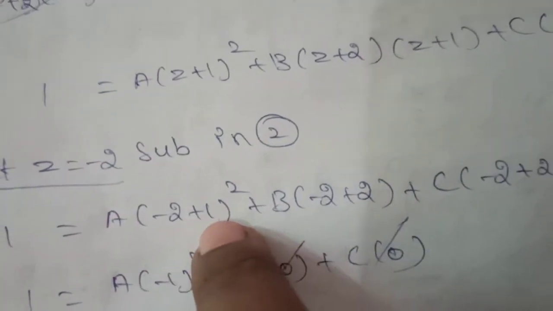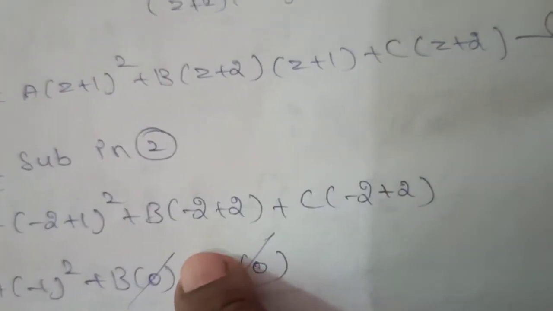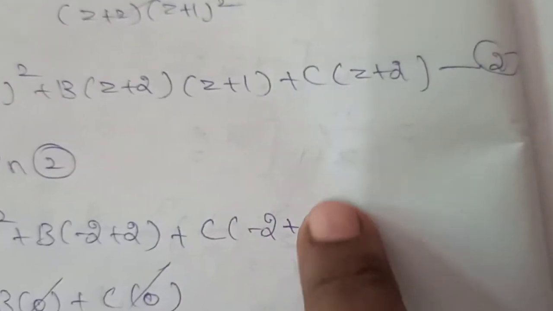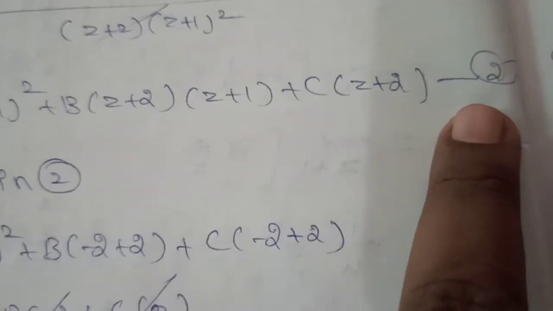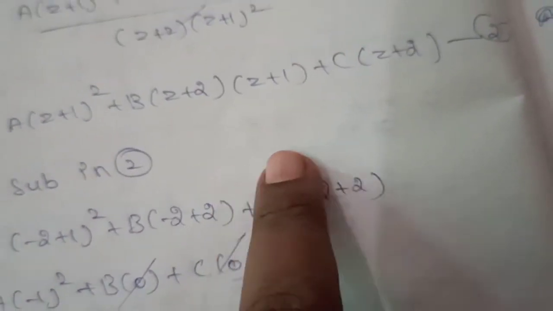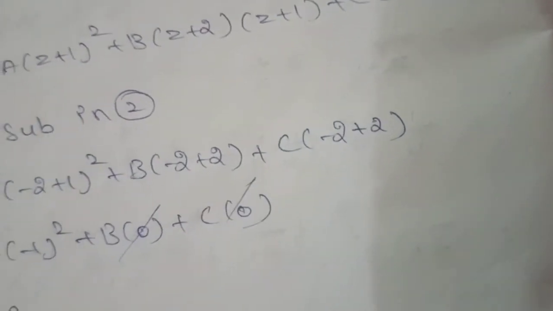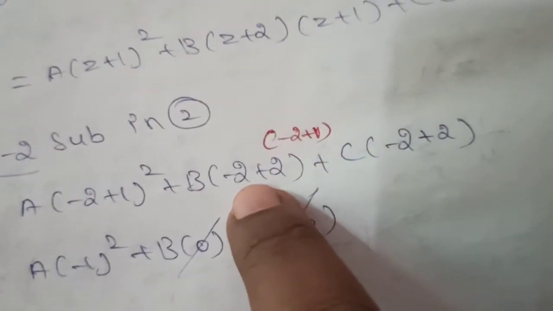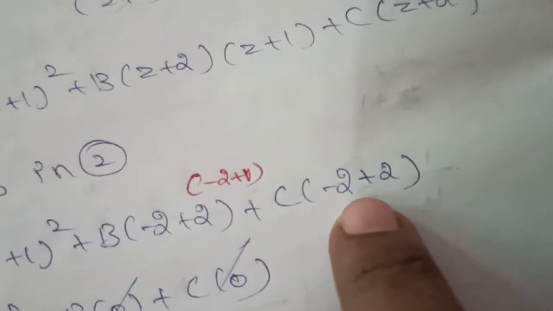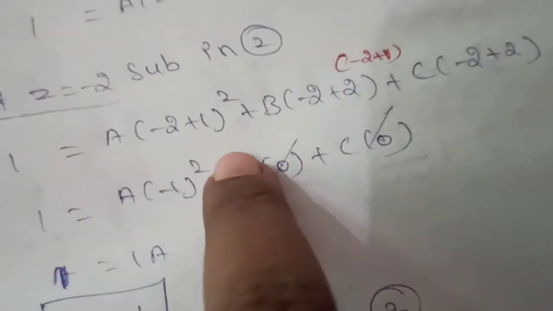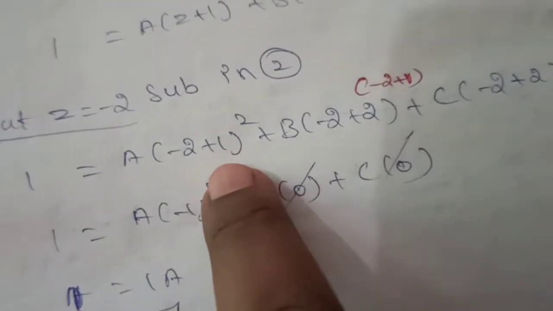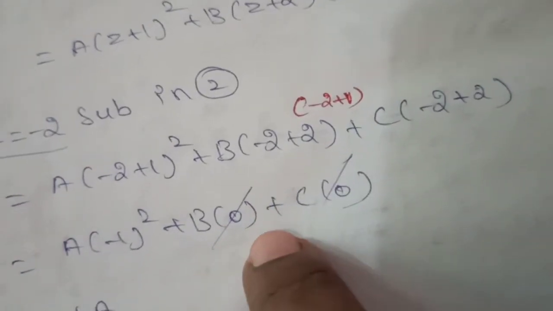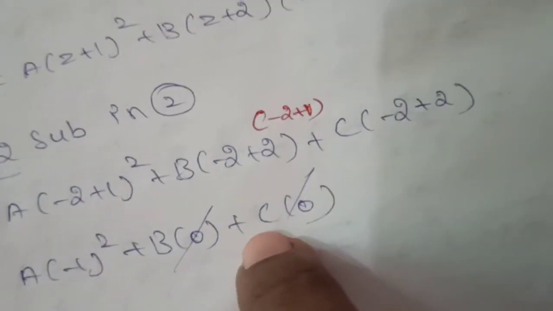That is, a into (minus 2 plus 1) the whole square plus b into (minus 2 plus 2) into (minus 2 plus 1) plus c into (minus 2 plus 2). Here minus 2 plus 2 becomes 0, and the third term also has minus 2 plus 2, which becomes 0. So 1 equals a into (minus 1) the whole square, plus b into 0, plus c into 0.